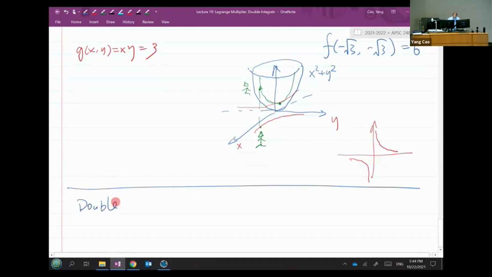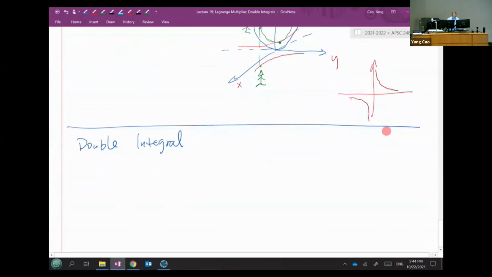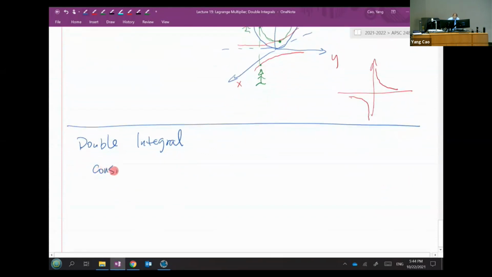Again, it's all about multivariable functions. We're going to look at integrals of multivariable functions. The first thing we're going to look at is the double integral. When you have a function of two variables, it's about the double integral. When you have a function of three variables, it's going to be about the triple integral. That's what we're going to learn. So let's start from the very beginning.